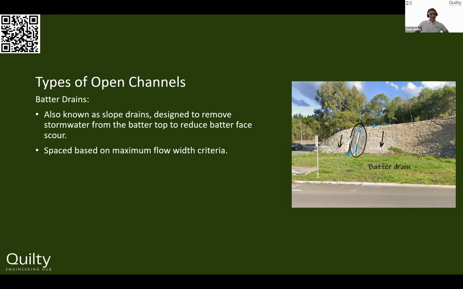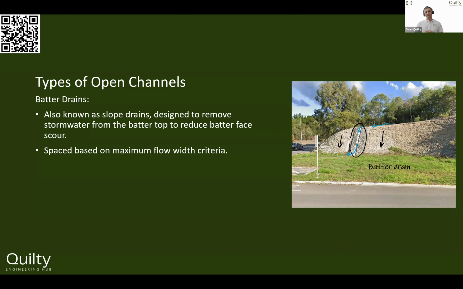Batter drains is another one. And so this is where you're trying to convey water down a batter. And so typically they end up being very, very steep. And so you have very, very fast flows. And we'll probably touch on that a little bit later and the problems around that. But these batter drains, or sometimes they're called slope drains, or they might even be called batter chutes because they kind of act like a chute because the water just drops so quickly through them.